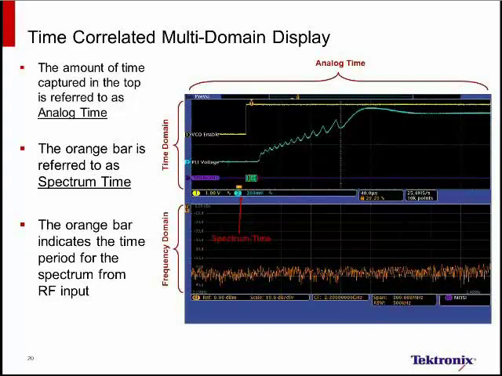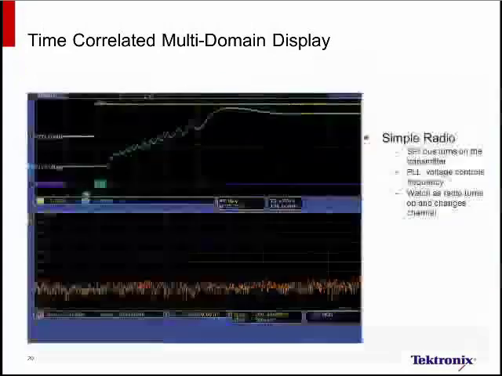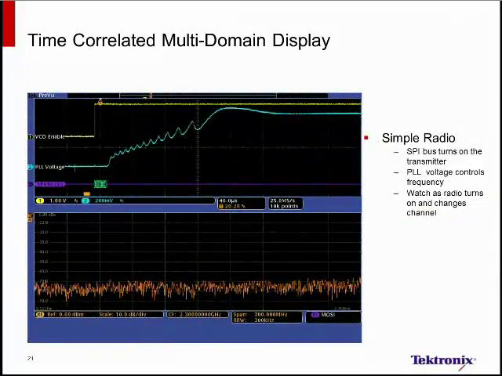What we can do with the MDO is use our jog shuttle control to actually step spectrum time through analog time. And let me show you how that actually works. In this example here, you can see it's the same experiment from the previous slide. And it's actually a simple radio. A SPI bus turns on a transmitter, and as the PLL control voltage changes from low to high, the output frequency of the transmitter is also going to change from low to high. I'm just going to play the animation now, and we'll see how it works.